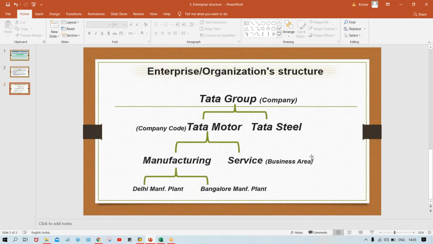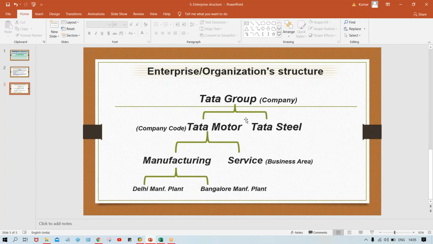Okay, so now we'll do one thing. Now we'll see the configurations. I'll show you guys how we are going to configure all these things, in the sense like company code, business area and all, how it is going to be configured. It's pretty easy. I'll show you practically. So in the next session I'm going to show you how it is going to be configured.